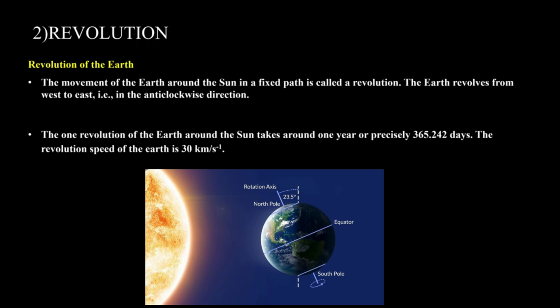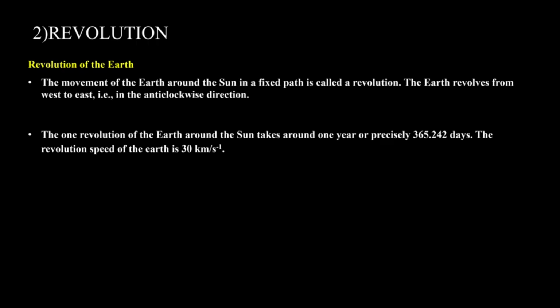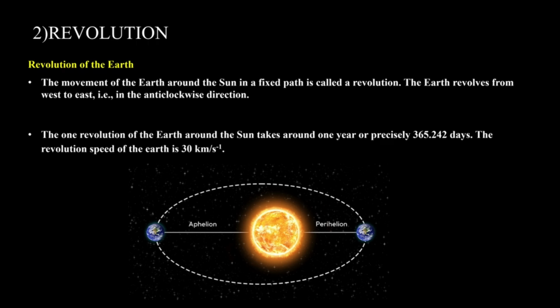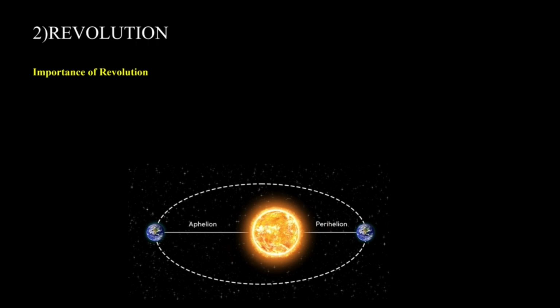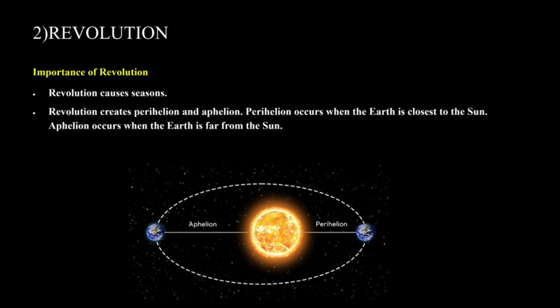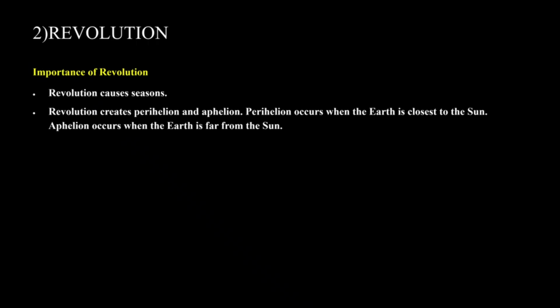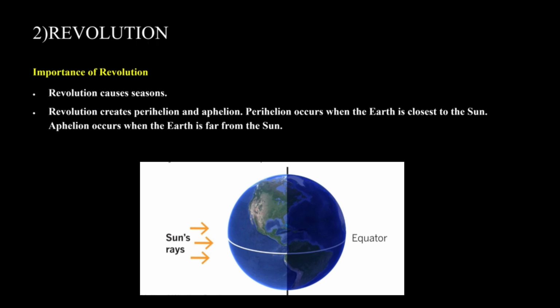So what is the importance of the revolution then? Revolution causes seasons. Revolution creates perihelion and aphelion. Perihelion occurs when the earth is closest to the sun. Aphelion occurs when the earth is far from the sun. Revolution has a direct influence on the varied length of day and night time. The duration of days and nights are the same at the equator. This is known as the equinox.